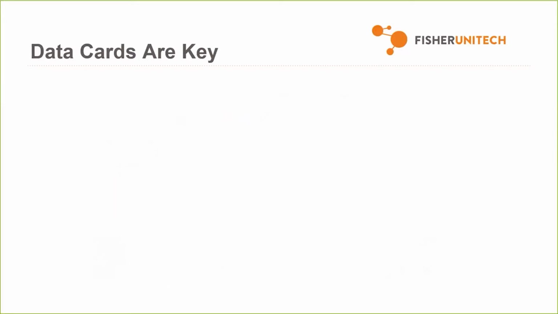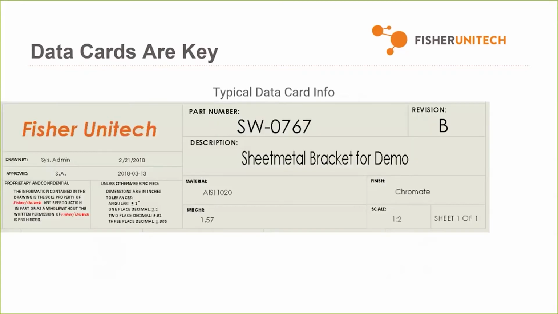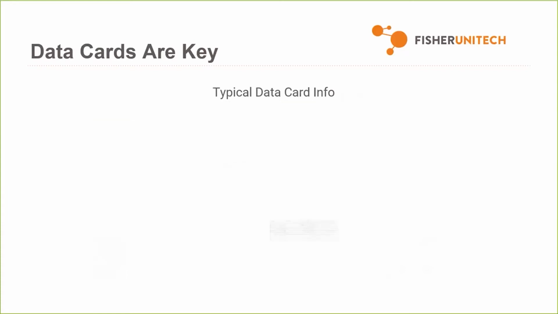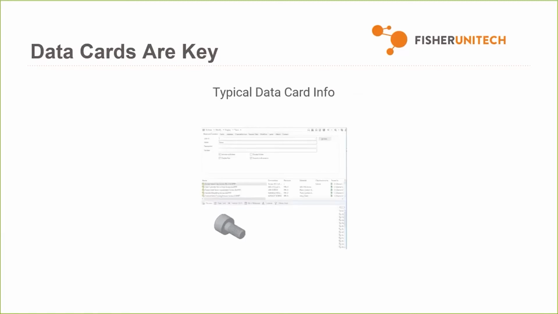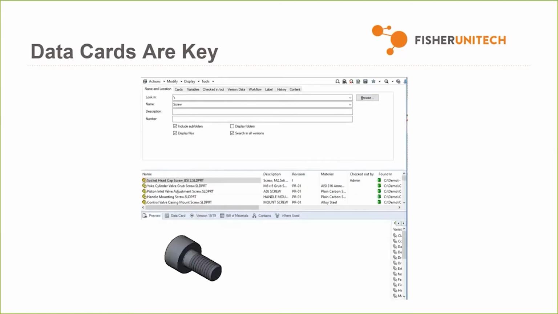Well, anything that goes into your title block should be in a data card. Anything that goes into your bill of material should be in a data card, or anything that you want to be able to search on should be in your data card. That's really where our focus is going to be today. It's the same mechanism for all three examples, but today we need good search results so that we can reuse the existing parts and save ourselves some money.